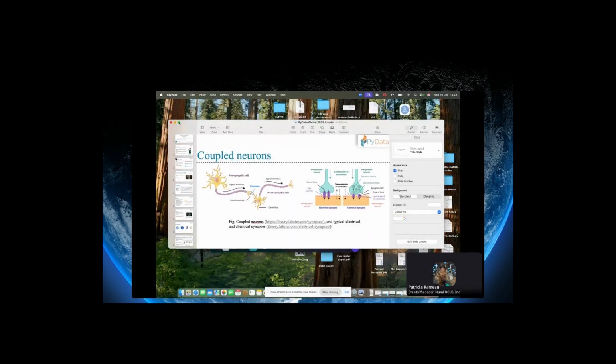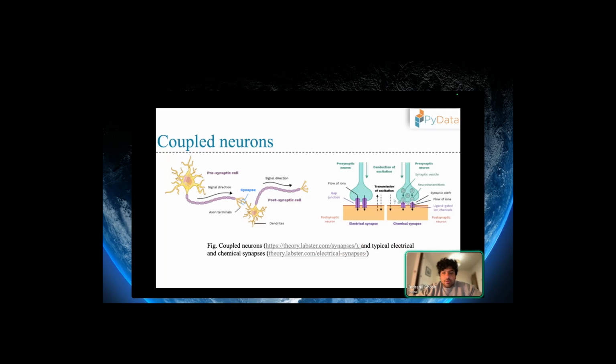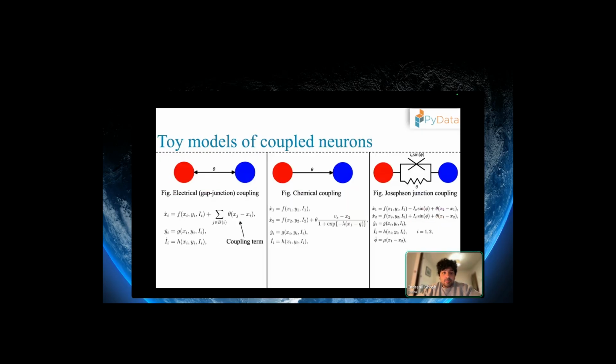I haven't yet touched on the Jupyter notebook, but okay. Coupled neurons, that's what I was talking about. That's how two neurons are coupled to each other, and it's just two neurons. The brain is very complex, with billions of neurons connected through different, very complicated synaptic connections that you can see here. This is just between two neurons.